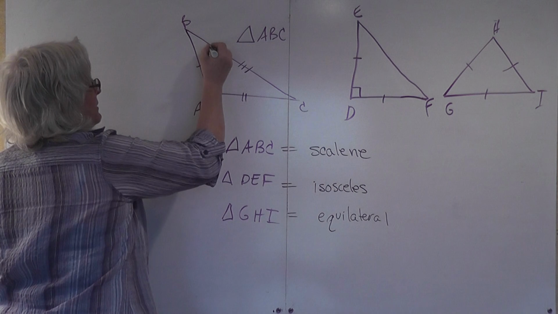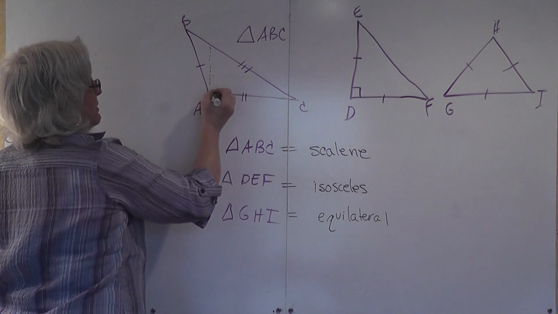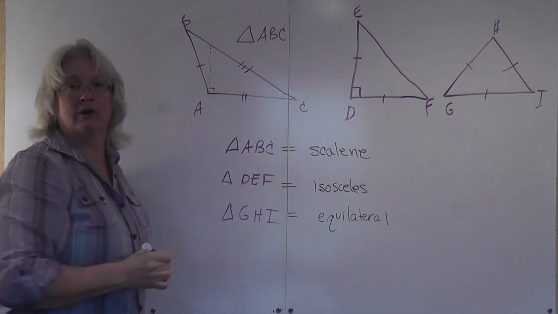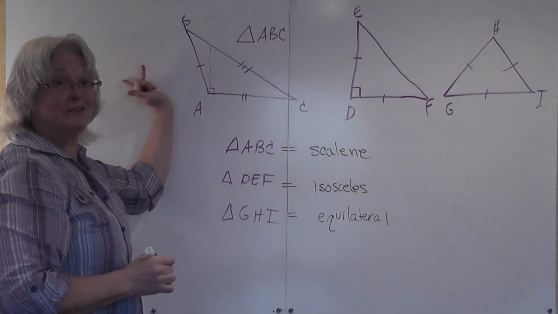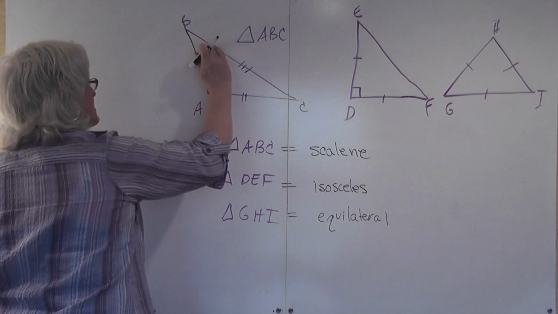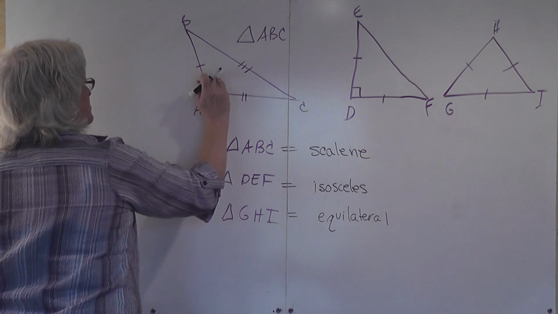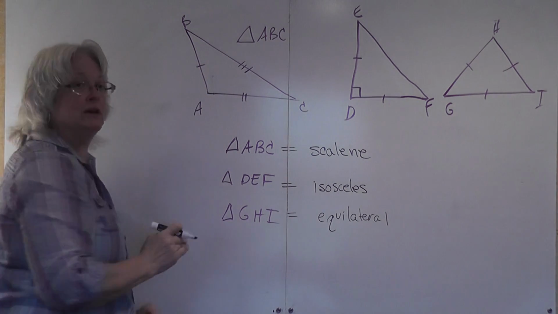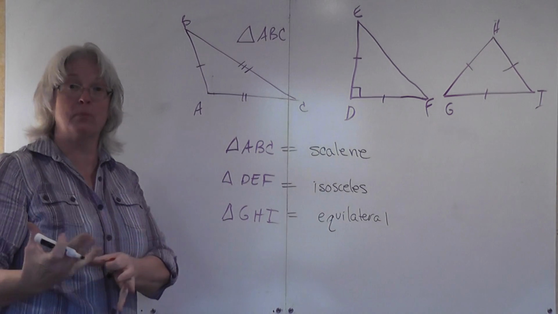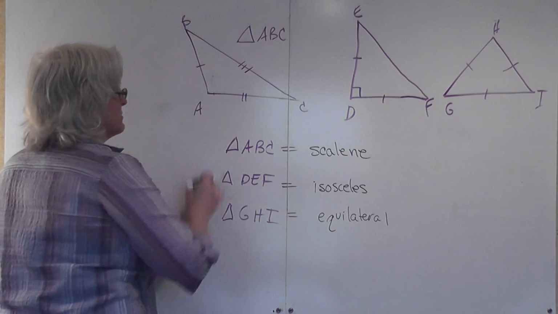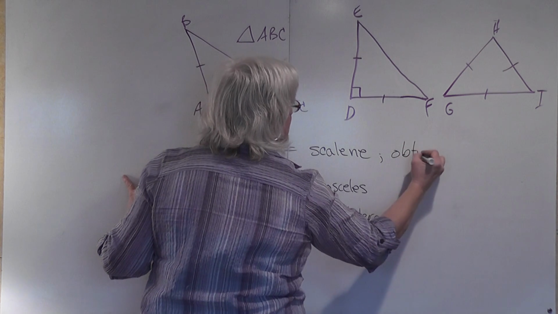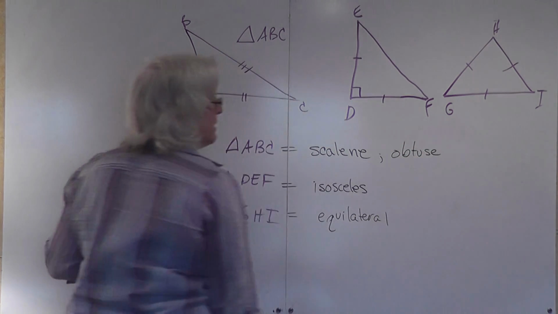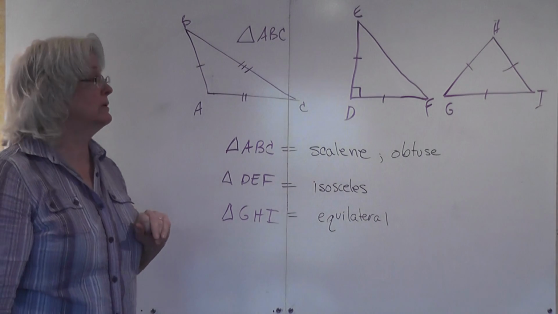Let me do a little bit of a hint here. That looks like a right angle, doesn't it? This angle is greater than 90 degrees. So if an angle is greater than 90 degrees, what's that called? It's an obtuse angle. So this triangle is obtuse because it has an obtuse angle.